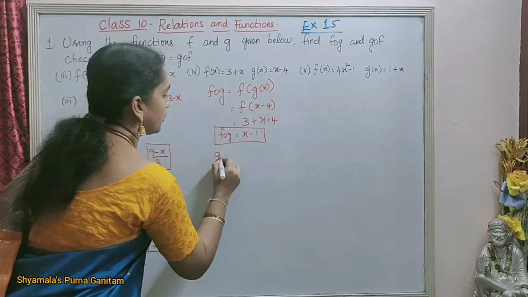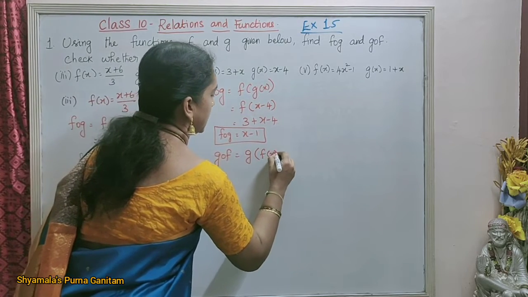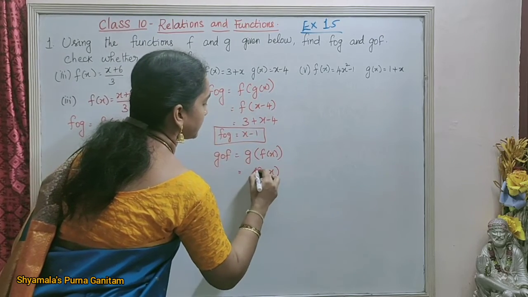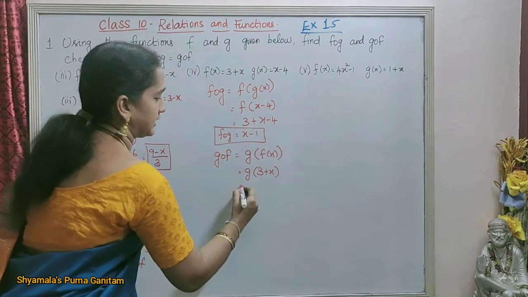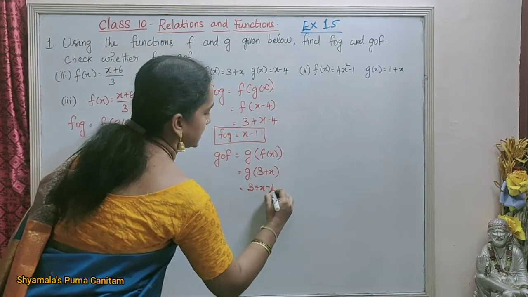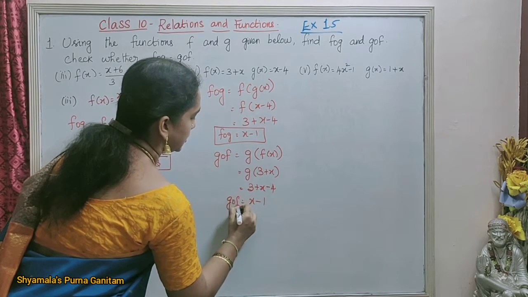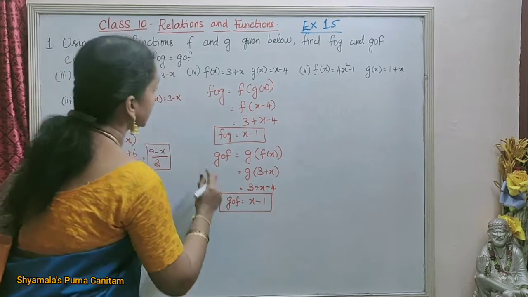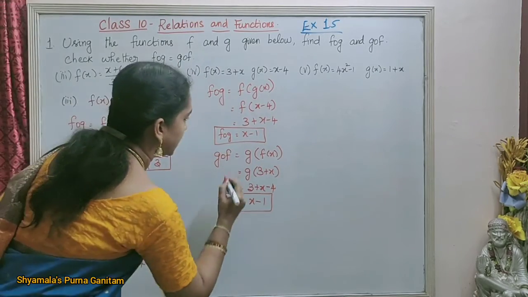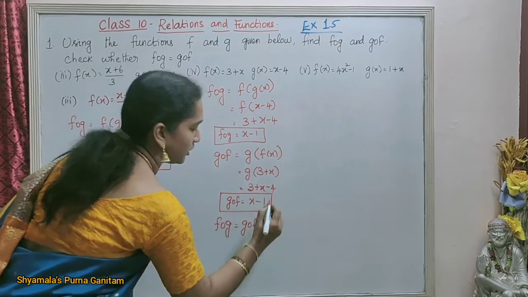Then g of f. So we will write it as g of f of x. f(x) value is 3 + x, so g of (3 + x) will be 3 + x − 4. So we will get x − 1. So this is g of f. Here we are asked to check whether f of g is equal to g of f. So for this sum we will get f of g is equal to g of f.